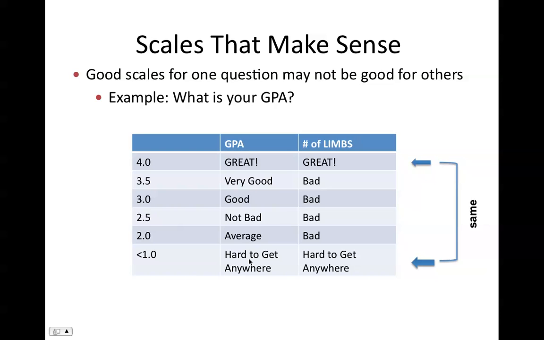But if you ask somebody the number of limbs they have, arms or legs, 4.0, that's good. You have 2 arms and 2 legs. Anything less than that, though, bad. So we have bad all the way down to if you have less than 1 limb, it's hard to get anywhere. So the interesting thing here is that on the extremes, the upper limit and the lower limit, they're the same. It's great when you have 4.0, and it's hard to get anywhere when you have less than 1. But anything in between does not match. So one good scale for one question does definitely not match a good scale for another.